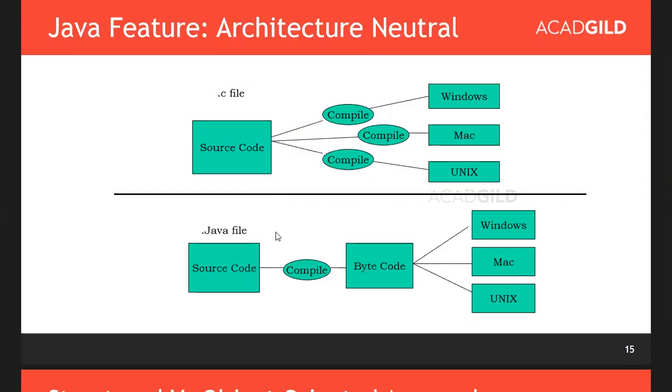So this is not in Java. A Java file is simple source code. You compile it once and run it anywhere, on Windows, Mac, and Unix. That means you can compile your code on Windows and run it on your Mac and Unix. And if you compile your code on a Mac, you can run it on Windows and Unix. So this is called architecture neutral, or we can say platform independency.